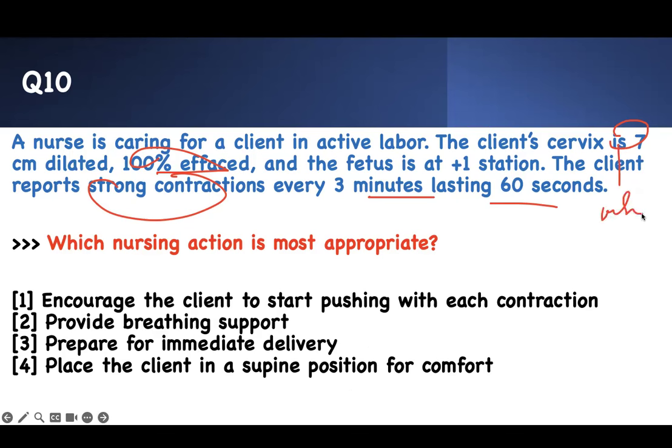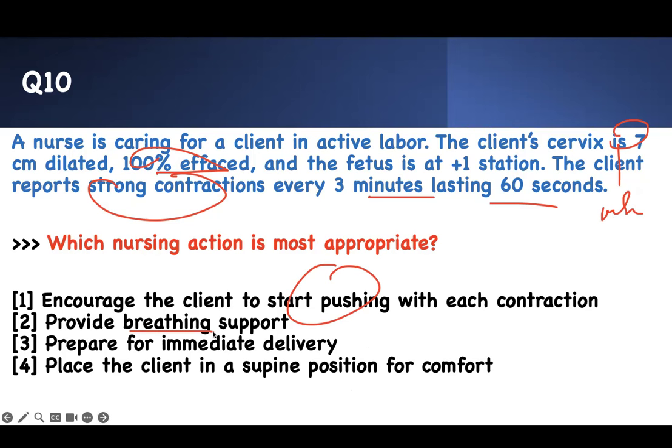Therefore, what do you do? What would you do? Pushing is when you're about to have the baby, not in the active phase. You've not gotten to the transition phase yet. Even at the transition phase, you wait until the last stage of the transition phase, until you get to the second stage, and then you can do the pushing. Breathing technique is what you provide for the mother. And so that's the right answer.